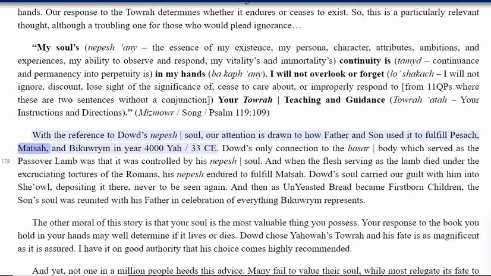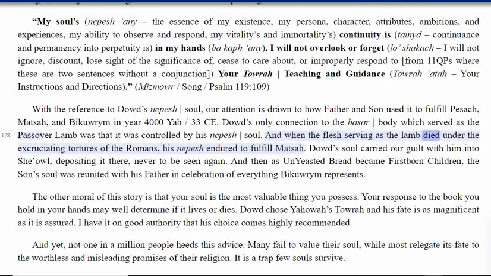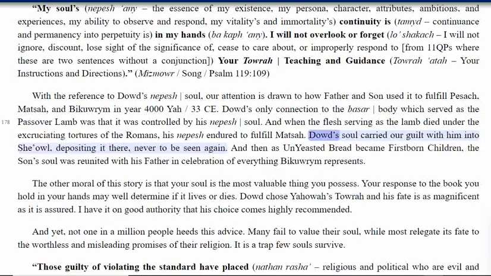fulfill Pesach, Matzah, and Bikurim in year 4000 33. Dowd's only connection to the basar, body which served as the Passover lamb was that it was controlled by his Nephesh, soul. And when the flesh serving as the lamb died under the excruciating tortures of the Romans, his nephesh endured to fulfill matzah. Dowd's soul carried our guilt with him into Sheol, depositing it there, never to be seen again.